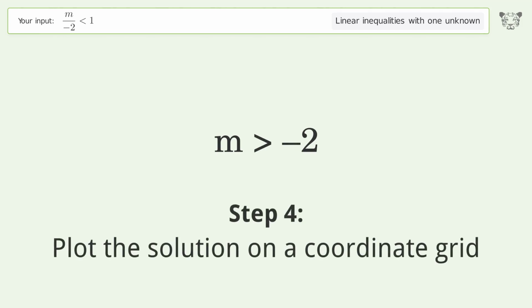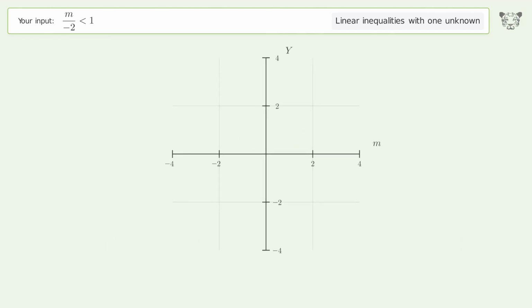Plot the solution on a coordinate grid. And so the final result is m greater than -2.